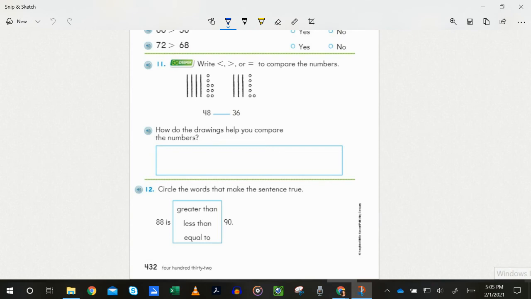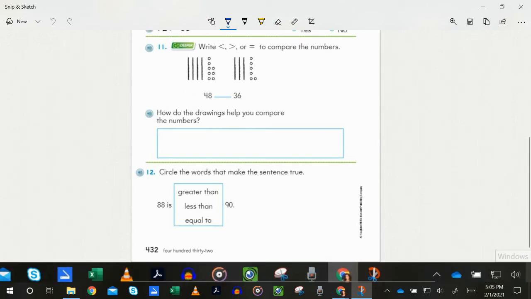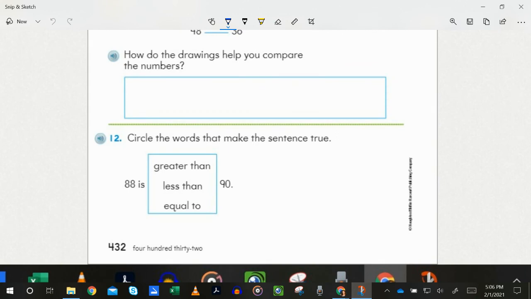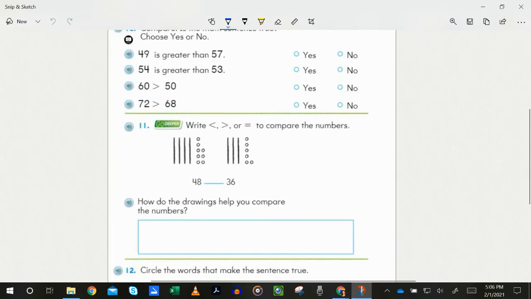Okay, and on number 12, circle the words that make the sentence true. We have greater than, less than, equal to. 88 is blank 90. 88 is greater than, less than, or equal to 90. Circle the words that make it true. Okay, let's switch to our crayon one more time.